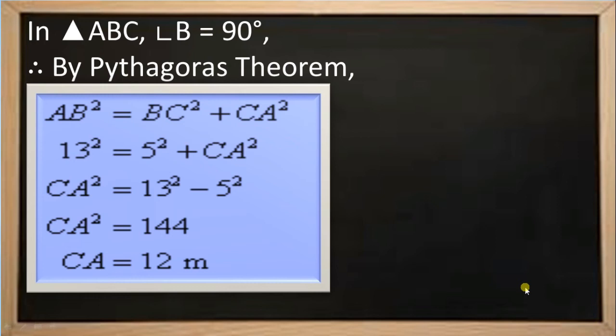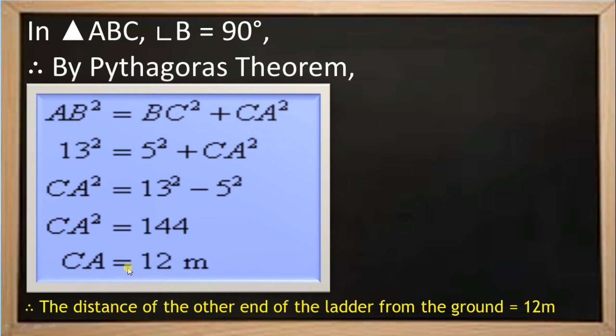Consider the triangle, apply the Pythagoras theorem, so that the value of CA or AC will be equal to 12 meter. Here when you take out CA square as 144, usually the square root represents plus or minus. But as it is length, the measurement of a side cannot be negative. So hence we are going to consider only the 12 meter.